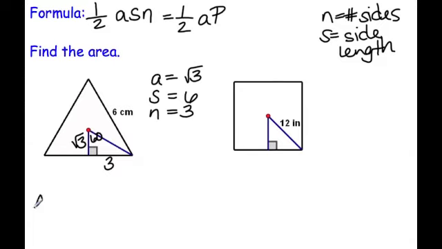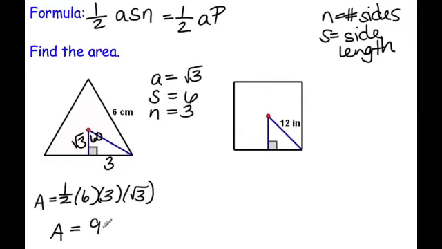So to find the area, we're going to do 1/2 ASN. So that's 1/2 times 6 times 3 times radical 3. So use some mental math, and you know that the answer is 9 radical 3 centimeters squared. Pause the video right now and try to find the area of the square.